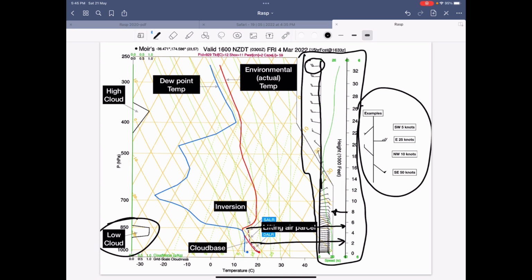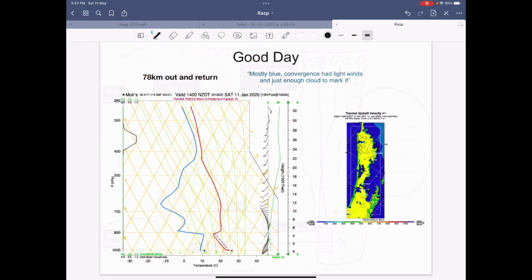We've also got this line here which shows the wind speed, so we've got 0, 20, 40, 60 knots, so we're starting at about 30 knots up here, down to 20, down to 5, and coming back up to 20 again just about. So that'll show you the wind speed at altitude. So now we're going to look at a good day.